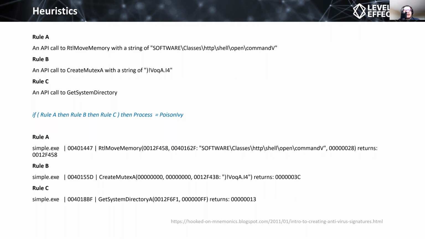However, if we were to go in and change the name of our mutex to something else, or randomly generate it, we would completely break this heuristic and the AV would not catch us.